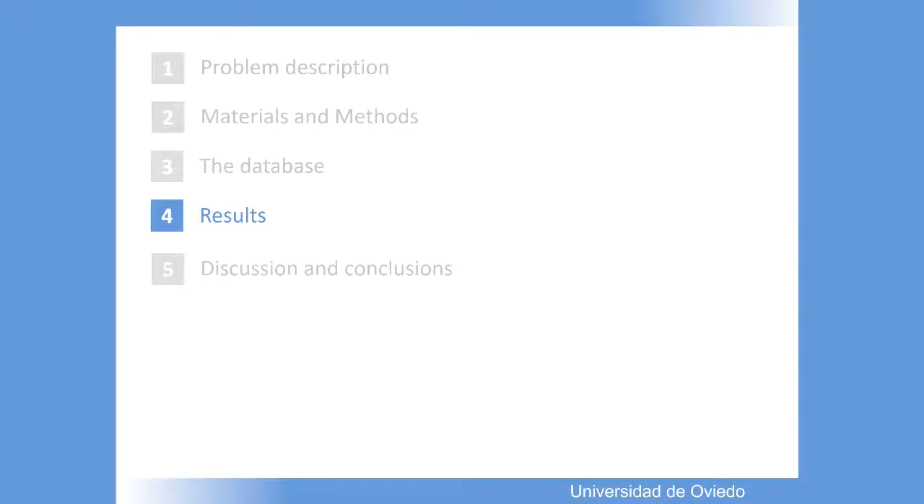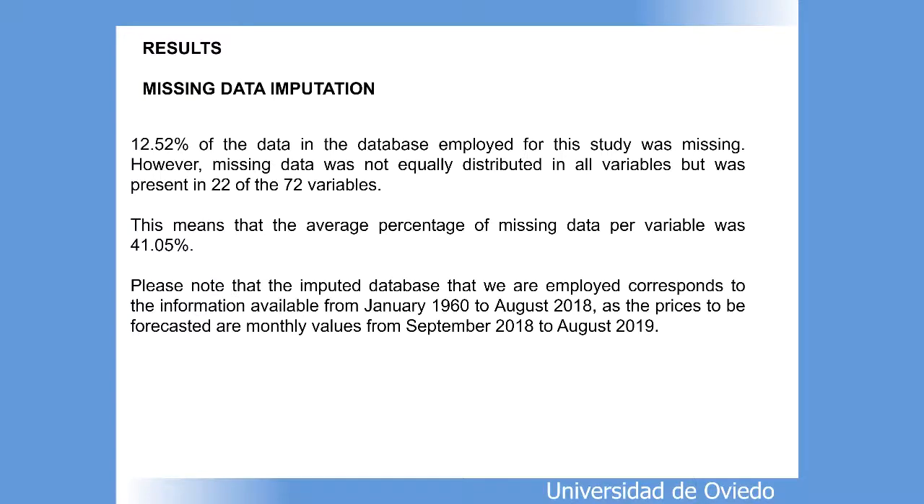4. Results. 12.52% of the information of the database was missing and had to be imputed. Missing information was present in 22 out of 72 variables. On average, the percentage of missing data in those variables with missing information was 41.05%. Please note that the imputed database that we are employing corresponds to the information available from January 1960 to August 2018, as the prices to be forecasted are monthly values from September 2018 to August 2019.